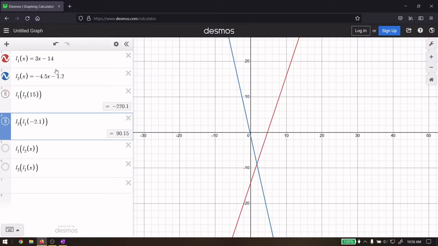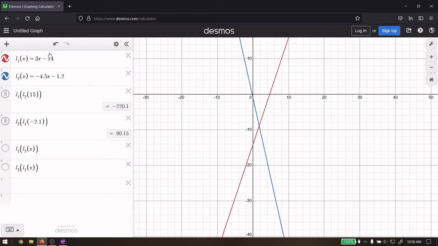We just wanted to show you this on the graph real quick for these two functions. These are just linear functions. As you can see, there are lines on the graph, and we have 3x minus 14 is this one, and L2 is negative 4.5x minus 1.2. And then I plugged in 15 into L2 and then plugged into L1, and we got negative 220.1. That was what we got. And then plugging in negative 2.1, I got 90.15, which is also what we got.